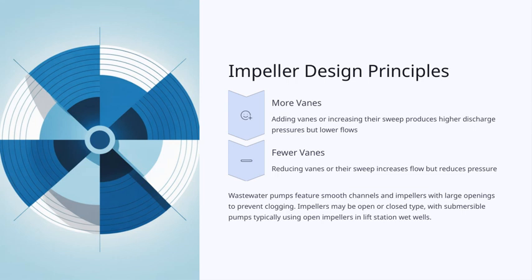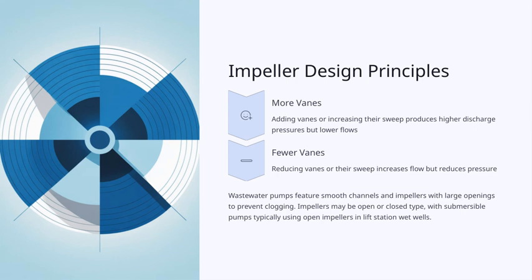That's why you'll often see smooth channels and impellers with large openings. These features help debris pass through more easily, reducing downtime. Also, impellers can be open or closed, but in lift station wet wells, submersible pumps usually use open impellers. This design choice further helps prevent clogging and ensures reliable operation.